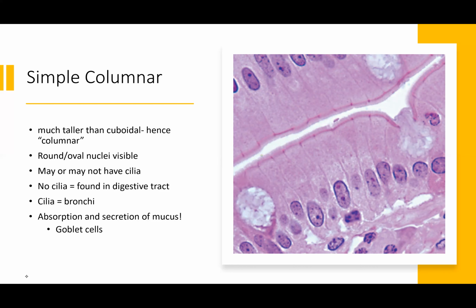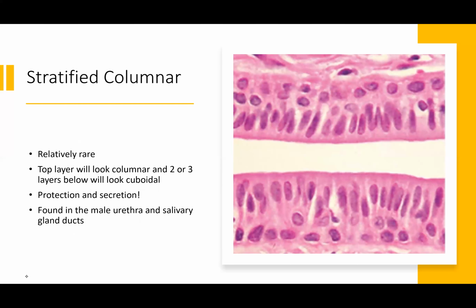The version that doesn't have cilia is going to be found in the digestive tract, and it's probably going to be responsible for absorption there. And if it does have cilia, it's going to be found in the bronchi, and it's going to be responsible for secretion of mucus from our goblet cells. And that cilia is going to create the mucociliary elevator effect that you'll learn more about when you talk about the respiratory system.